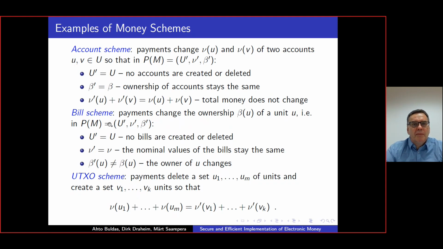In the bill scheme, a payment just changes the ownership of a unit. So no bills are created or deleted during a payment. The nominal values of the bills stay the same, and the payment just changes the owner of a unit, a bill. In the UTXO scheme, which is in use in Bitcoin, payments delete a set of units, which are called UTXOs, and create a set of new units so that the total money stays the same.